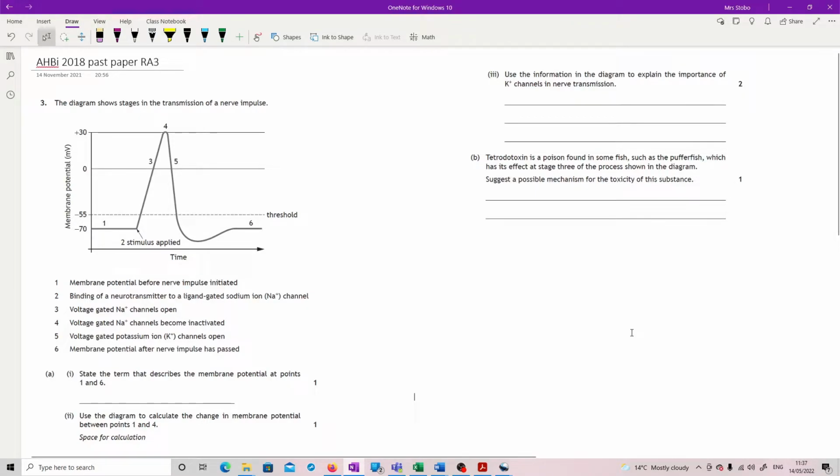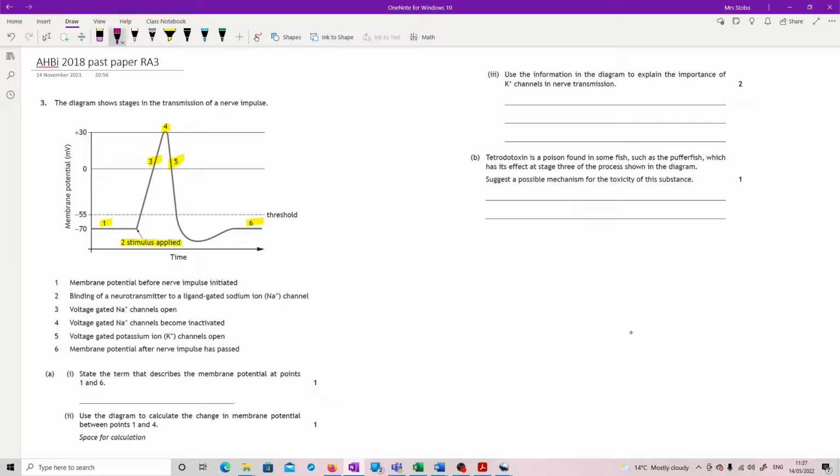Question 3. The diagram below shows stages in the transmission of a nerve impulse, and you've got a nice little diagram of the membrane potential and various points on this. At 1, you're told that's the membrane potential before the nerve impulse is initiated. 2 is the stimulus, binding of a neurotransmitter to a ligand-gated sodium channel, and then at 3, the sodium channels are open. At 4, the sodium channels are inactivated. At 5, you've got your potassium ion channels opening, and then at 6, you're back to your resting potential, which actually is the answer to the first question.